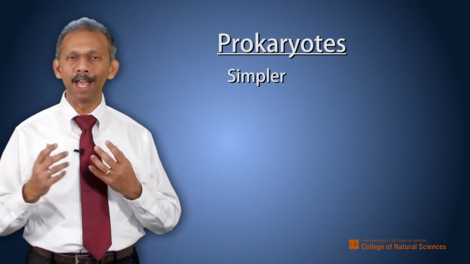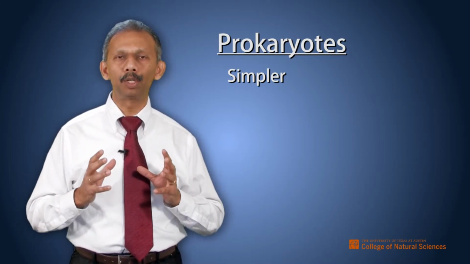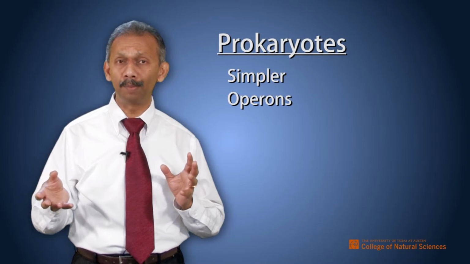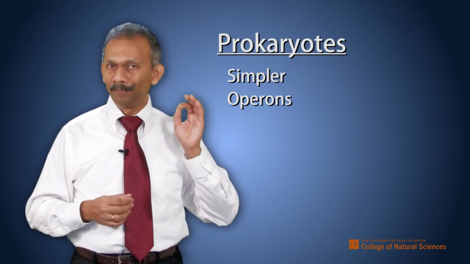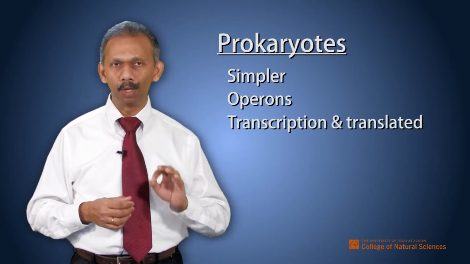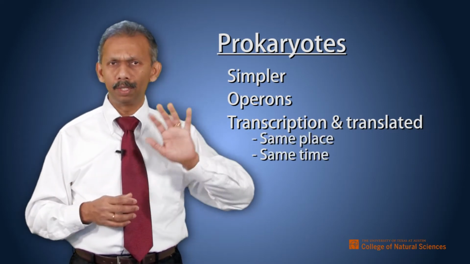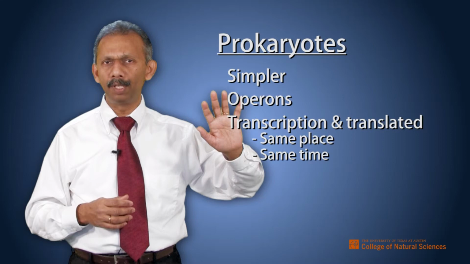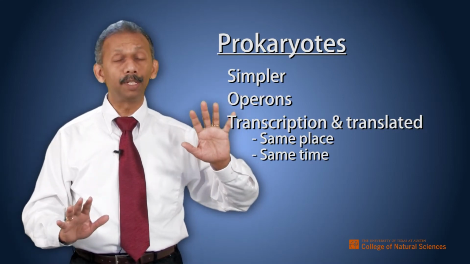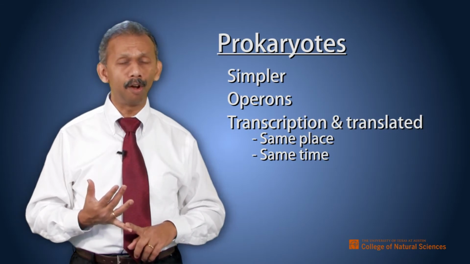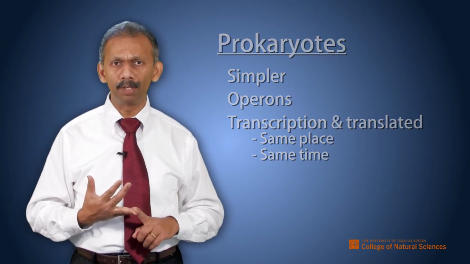In prokaryotes, life is simple. It's short and simple. In that case, the prokaryotic genes are organized in units called operons. We are going to see that in the next chapter. They are transcribed and translated in the same place at the same time. Only in eukaryotes do transcription and RNA processing happen in the nucleus, and translation in the cytoplasm. And there are a lot more steps involved in RNA processing and protein processing.